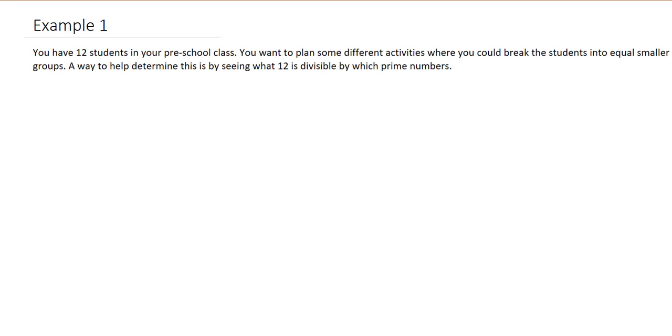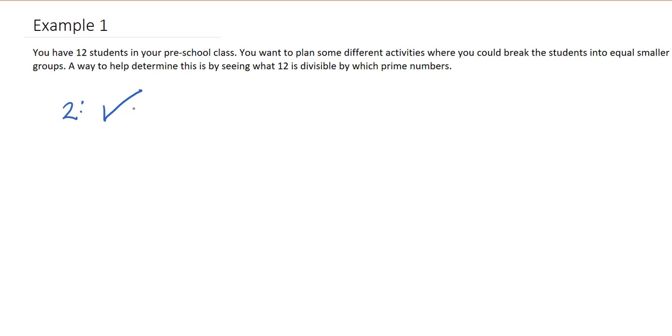So let's look at some examples. Example 1: you have 12 students in your preschool class. You want to plan some different activities where you could break the students into equal smaller groups. A way to help determine this is by seeing which prime numbers 12 is divisible by. So let's look at 2. We notice that 12 ends with the digit 2, which is even, so it can be divided by 2. We would just do a check mark.